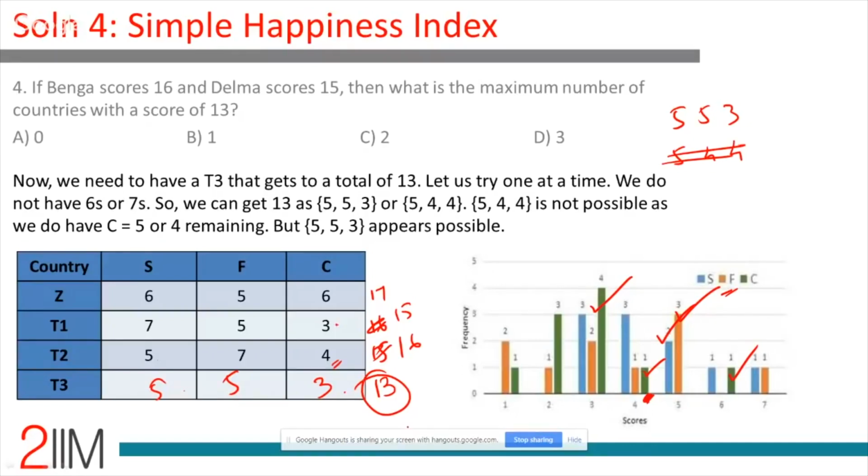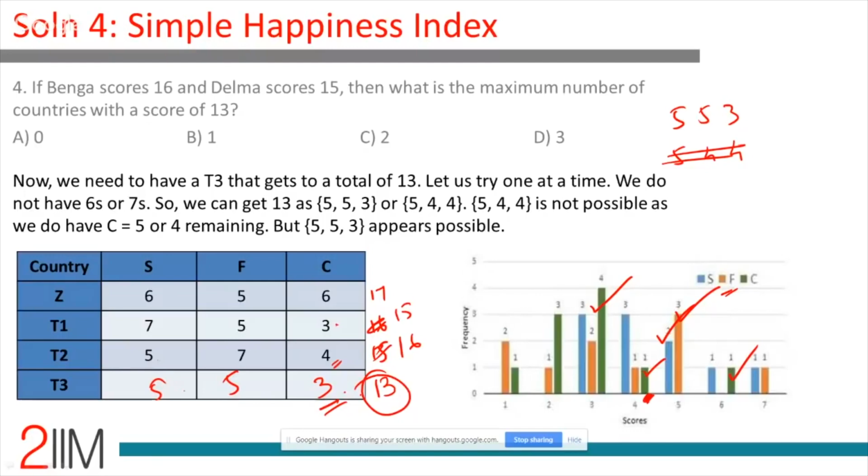which in our case turns out to be Telma. Benga is 574, and then there is one country which has a cumulative score of 13, 553 in SFC. So we could have one country with a cumulative score of 13. We already know that 2 countries and 3 countries is not possible. Maximum number of countries with a score of 13 is 1. It's a scenario where that country has 553, 5 in social support, 5 in freedom, and 3 in corruption perception.